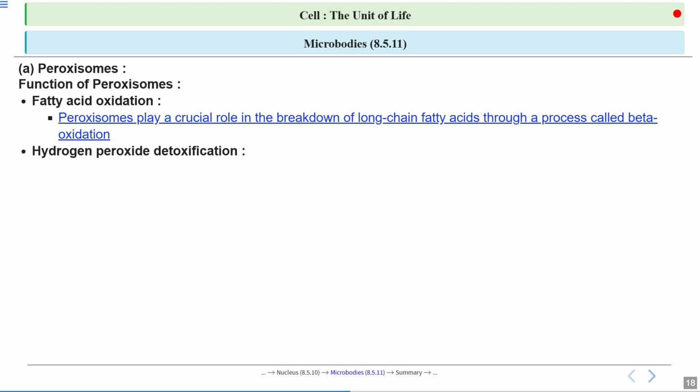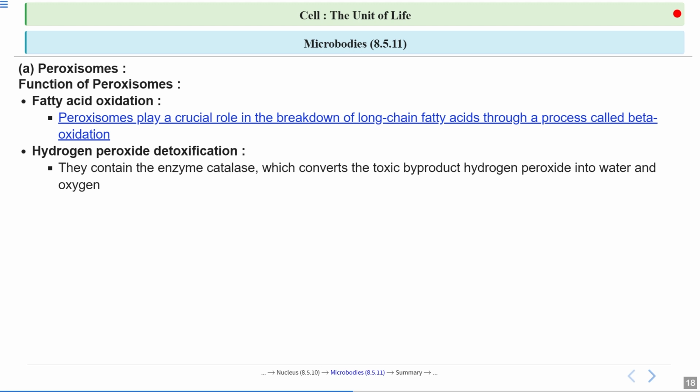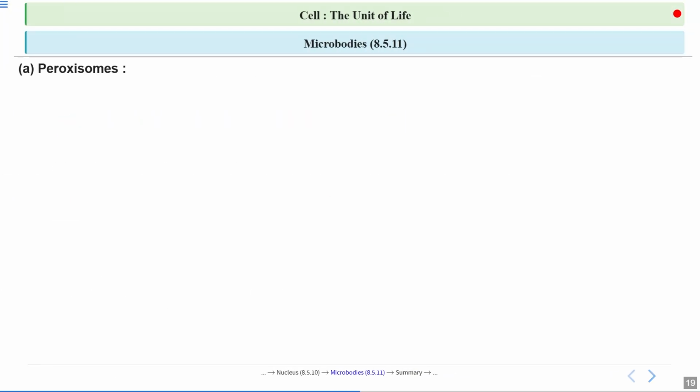Hydrogen peroxide detoxification. So they contain the enzyme catalase. Catalase is a very important enzyme which converts the toxic byproduct hydrogen peroxide into water and oxygen. This hydrogen peroxide acts as radicals and can destroy the tissues. They can cause damage to the tissues. So this hydrogen peroxide needs to be removed. So catalase can convert this hydrogen peroxide into water and oxygen. We're talking about the function of peroxisome.